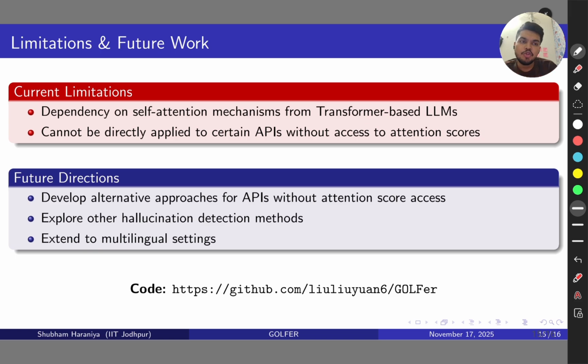So what will be the future work on that particular topic? We'll develop an alternative approach for APIs without attention score access, explore other hallucination detection methods, and extend to multi-layer settings. This is the code repository where you can go and find out how we calculate the evaluation part and how we calculate the comparison with the other models, right?